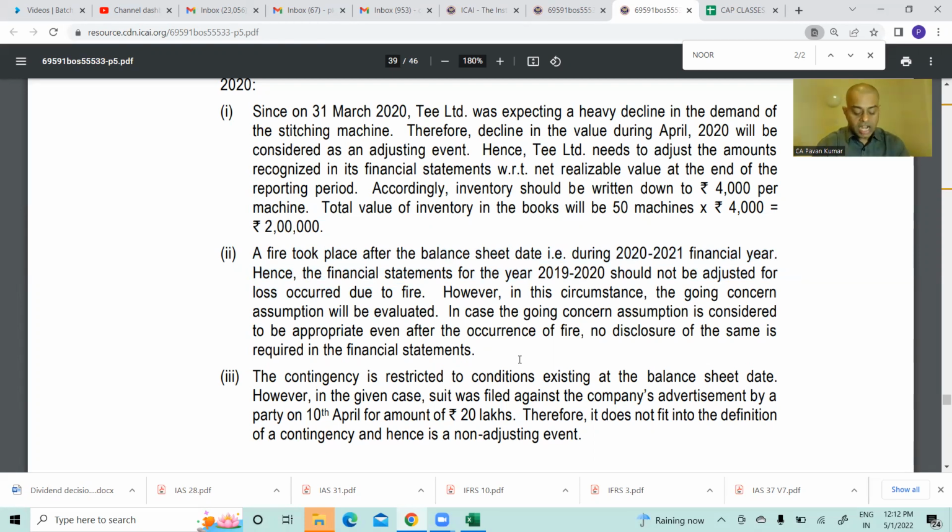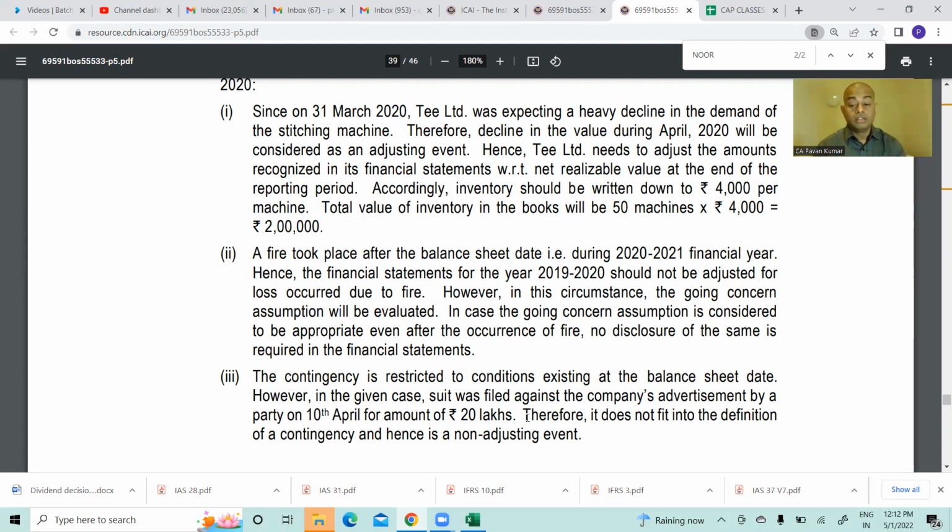What is the third one? Advertisement, court case on 10th April, that one. So Vrinda, read third point, ma. The contingency is restricted to conditions existing at the balance sheet date. However, in the given case, suit was filed against the company's advertisement by a party on 10th April for amount of rupees 20 lakhs. Therefore, it does not fit into the definition of a contingency and hence it is a non-existing event. So first they are saying, is it a contingent event?